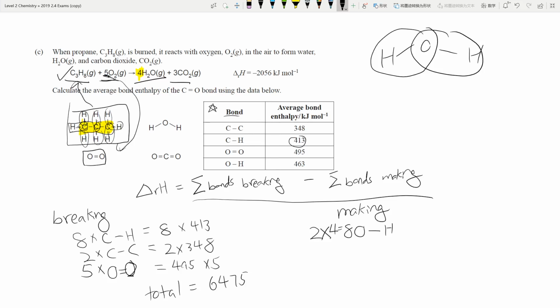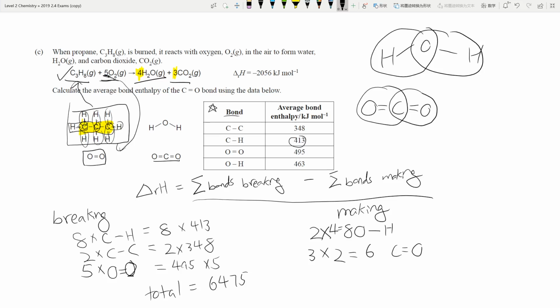And how many CO2s am I making? So C double bond O, look how nice they are. They draw it for you. C double bond O. For 1 mole of CO2, I'm making 2 CO double bonds. I have 3 moles altogether. Therefore, I need to make 3 times 2, which is 6 moles of C double bond O.